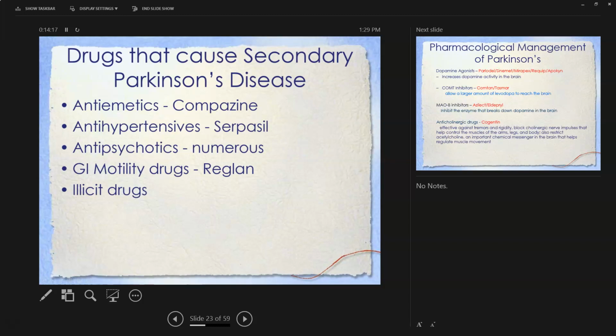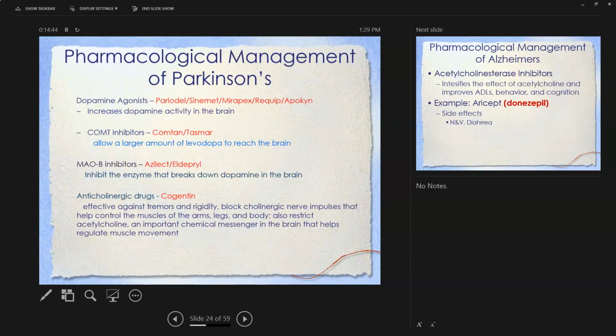The drugs that can cause secondary Parkinson's include Compazine, an antihypertensive called Serpasil, and numerous antipsychotics. And Reglan is a GI motility drug, a very popular drug that is given nowadays, and it can cause secondary symptoms of Parkinson's, and then certainly illicit drugs.